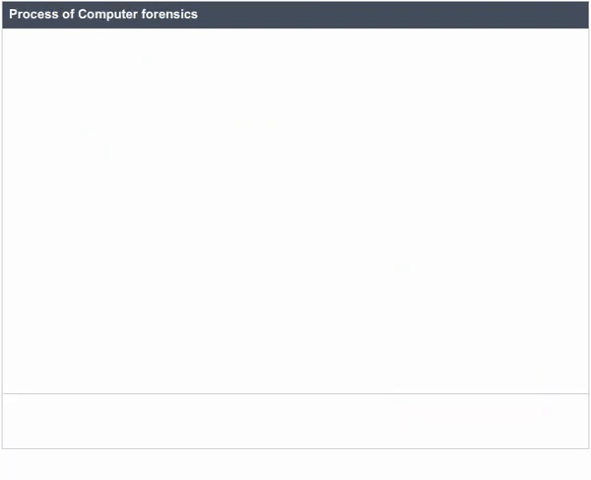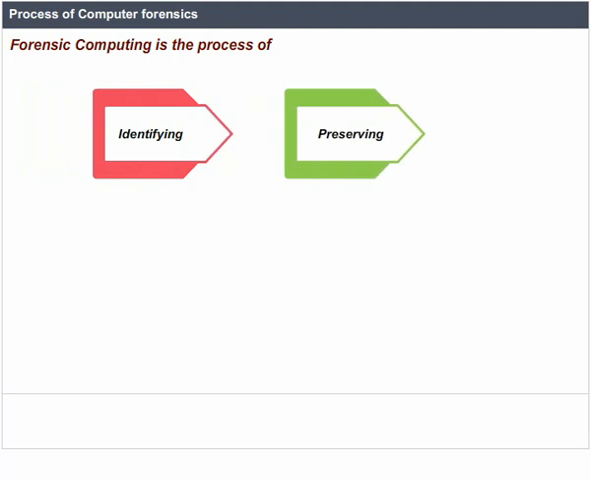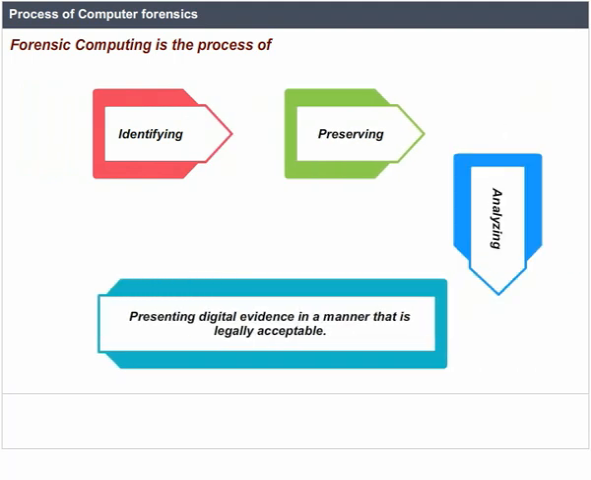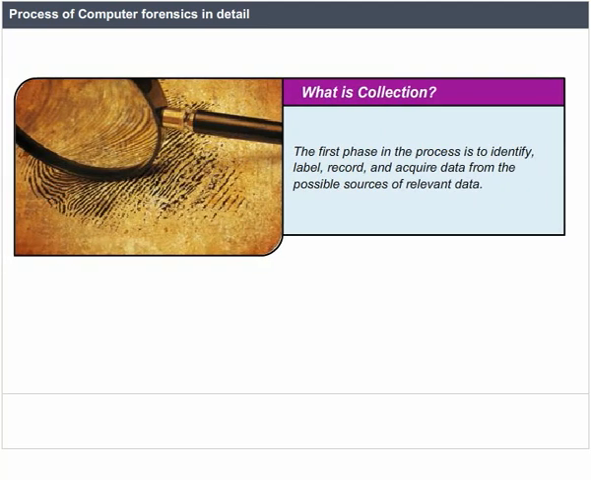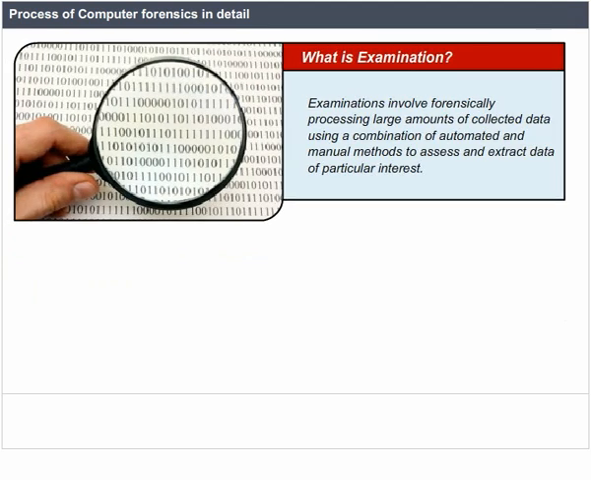Process of computer forensics. Forensic computing is the process of identifying, preserving, analyzing, and presenting digital evidence in a manner that is legally acceptable. What is collection? The first phase in the process is to identify, label, record, and acquire data from the possible sources of relevant data. Application: record the acquired data.